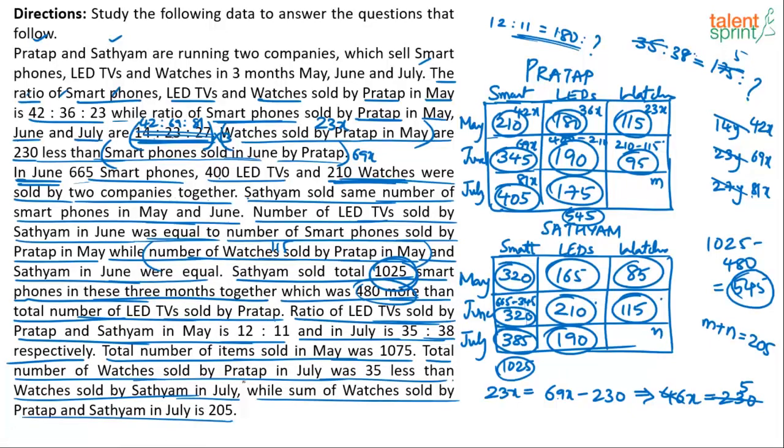So let's say if this is M and this is N. He says M plus N is equal to 205. But then the number of watches sold by Pratap in July is 35 less than the number sold by Satyam. So basically N minus M is equal to 35. Now 2 equations and 2 variables, can you solve? Yes. 2N comes out to be 240, which means N is 120. If N is 120, M should be 35 less. 120 minus 35 is 85.